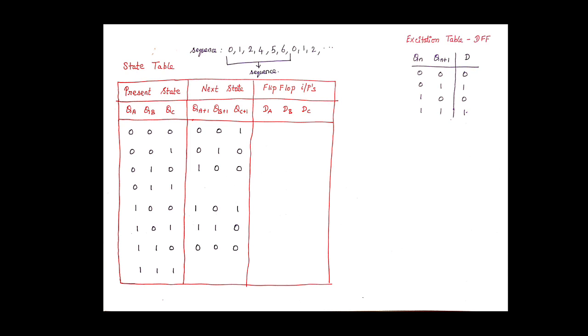Then see the fourth row, 0 1 1. 0 1 1 is number 3. After 3, what has to come? We don't know. Correct. Leave the place. Whatever we know first, we have to fill that one.